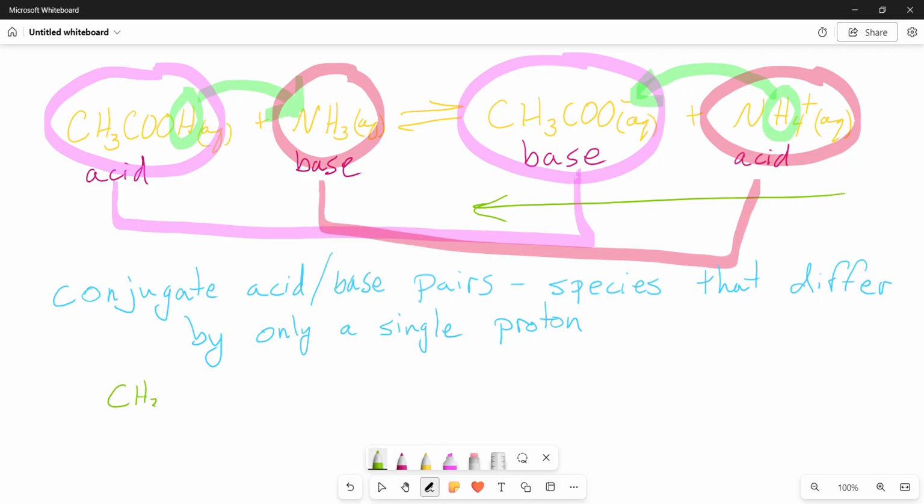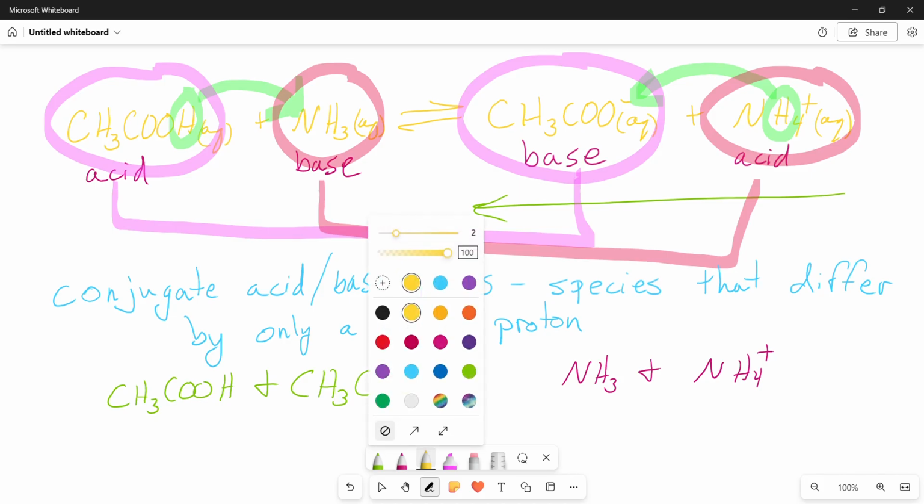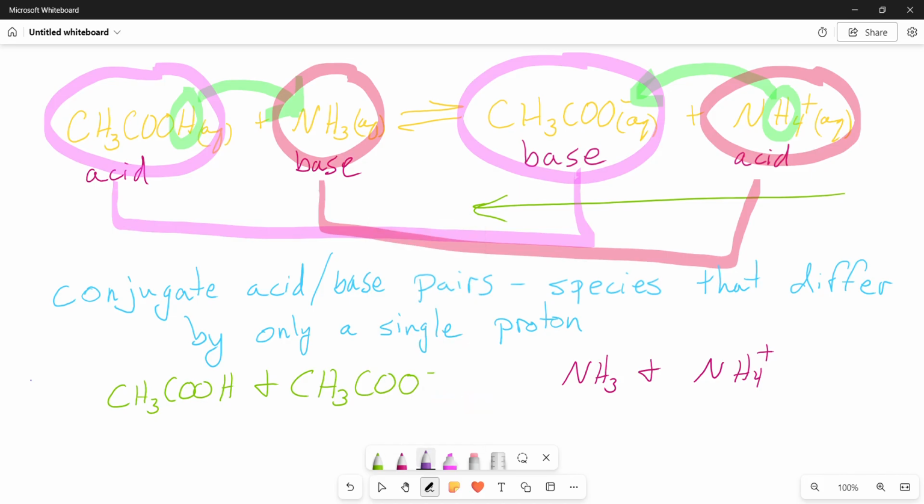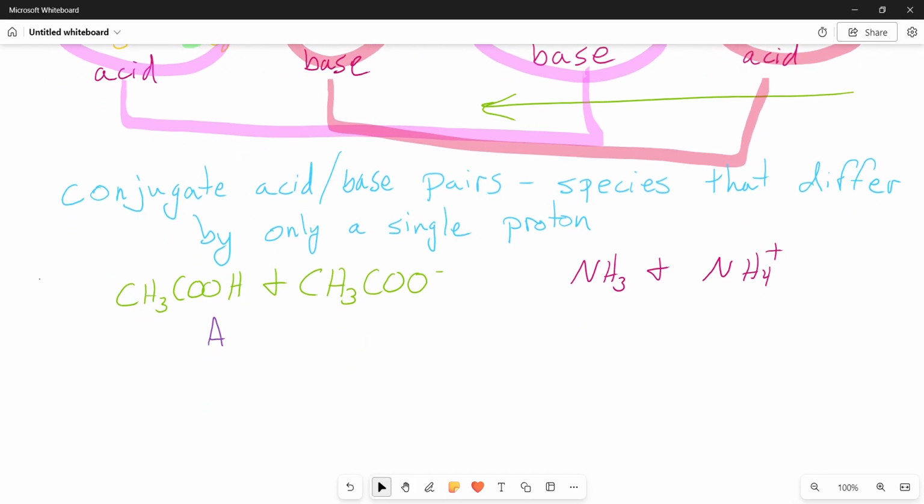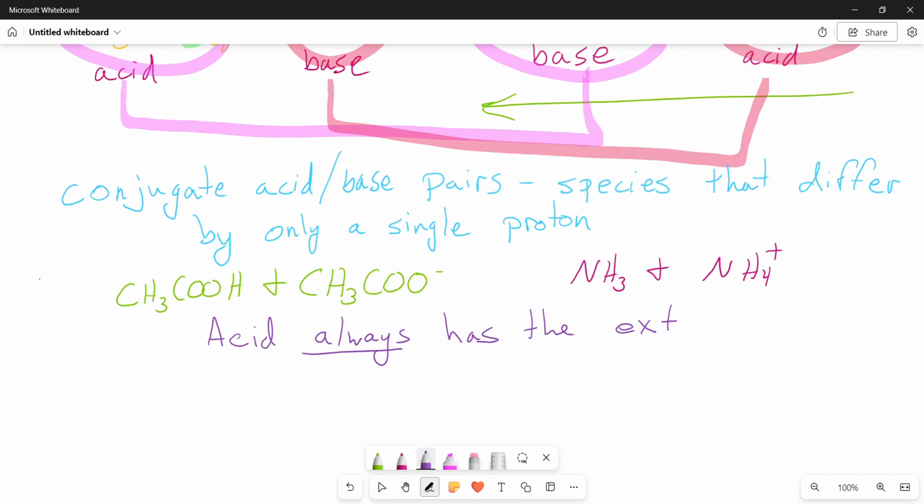So acetic acid and acetate are one conjugate acid-base pair, and NH3 and NH4 plus, ammonia and ammonium, are another conjugate acid-base pair. And when we look at this, one thing to keep in mind is that the acid in the pair always has the extra proton.